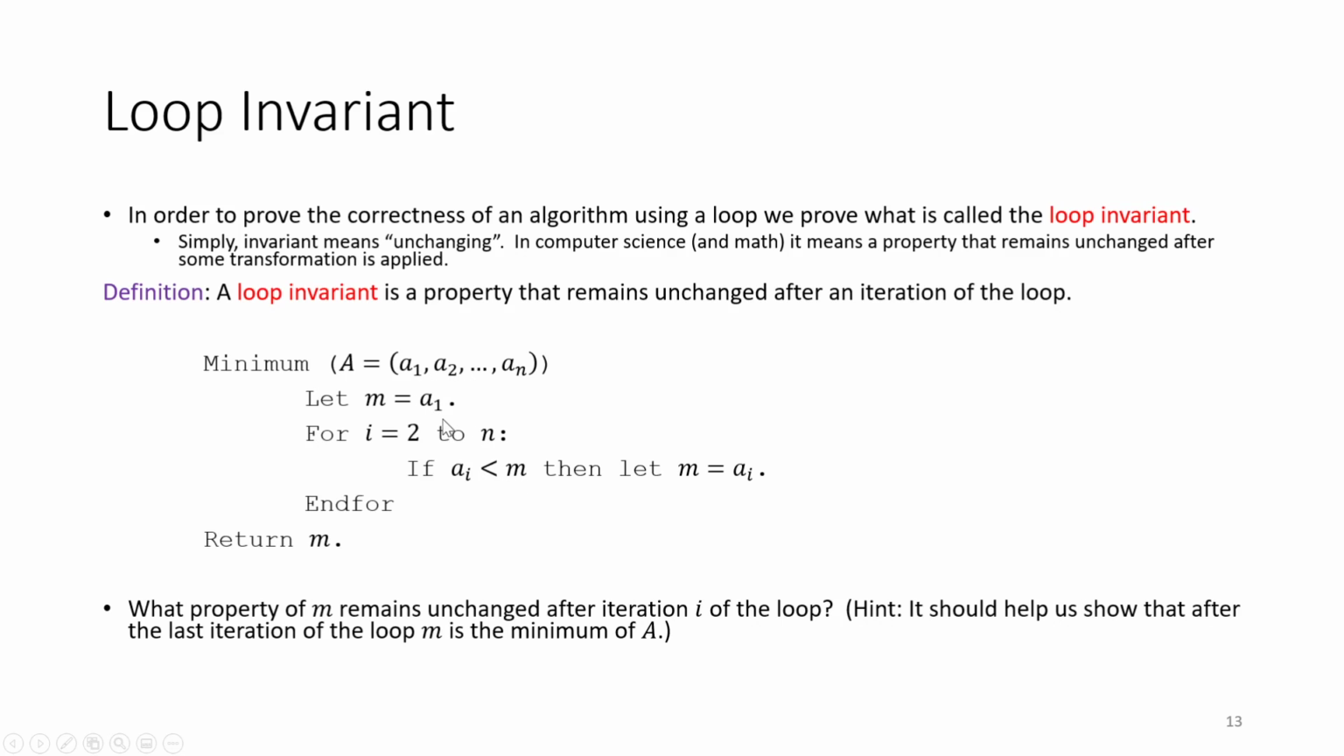And very simply here, I'm going to wave my hand and jump over a few steps. M will be the minimum of those two, right? If it was A1, then we don't make the change here. If it was A2, we make the change here. So after iteration 2, I equals 2 here, M is the minimum of A1 and A2.